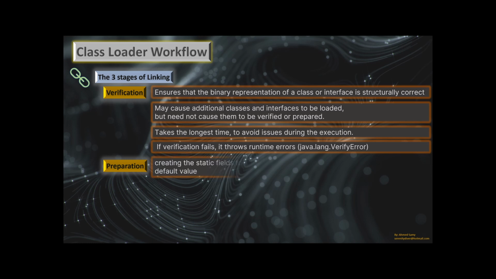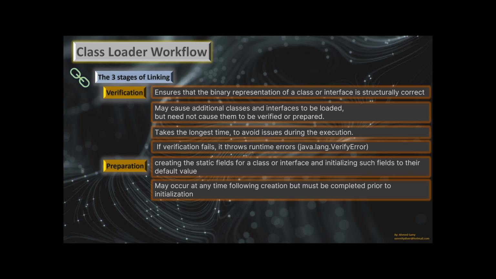The second stage is preparation. Preparation is when you create the static fields for a class or interface and initialize such fields to their default value. We spoke about the default value. It depends on the data type of the variable. It will take the default value of that data type. Object will be null, string will be empty, integer will be 0. It may occur at any time following creation, but must be completed prior to initialization. It doesn't make a difference. Sometimes preparation and verification work hand in hand together to make sure the class is good before initializing it.